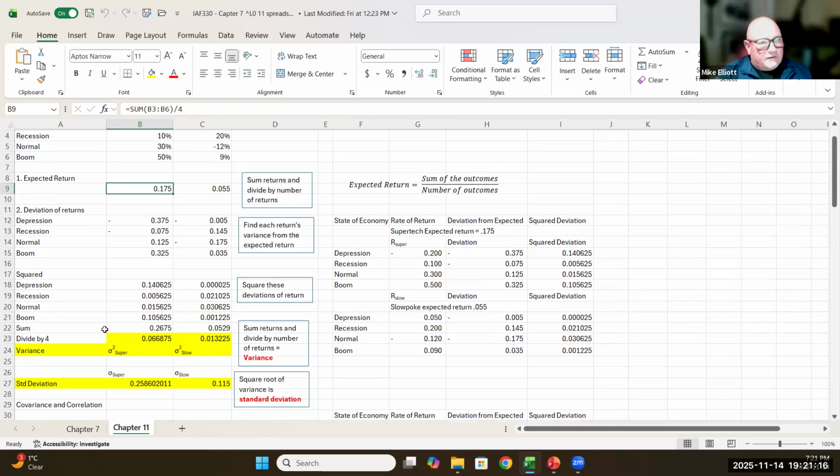So once we do that and divide by 4, we end up with a variance for Supertech of 6.6875% and a variance for Slowpoke of 1.3225%. When we take the square root of those, we bring everything back to the original state up here, and we have 0.2586 and 0.115.